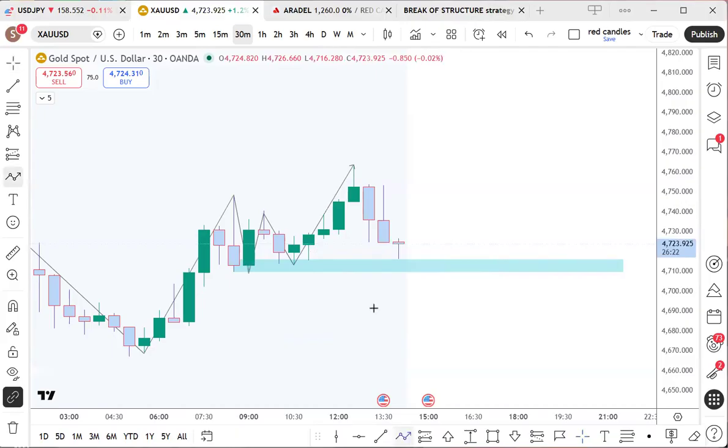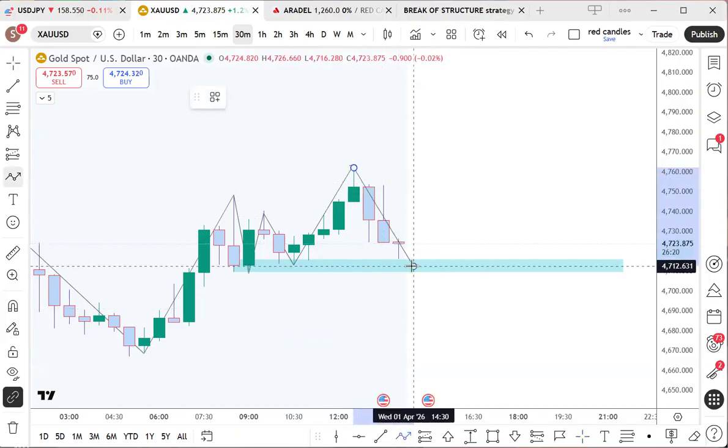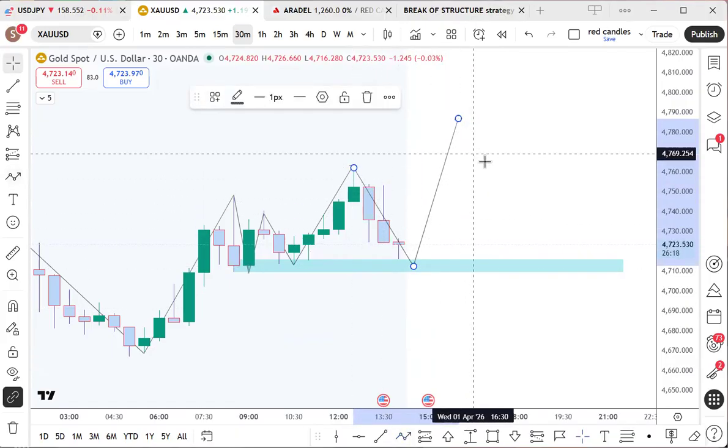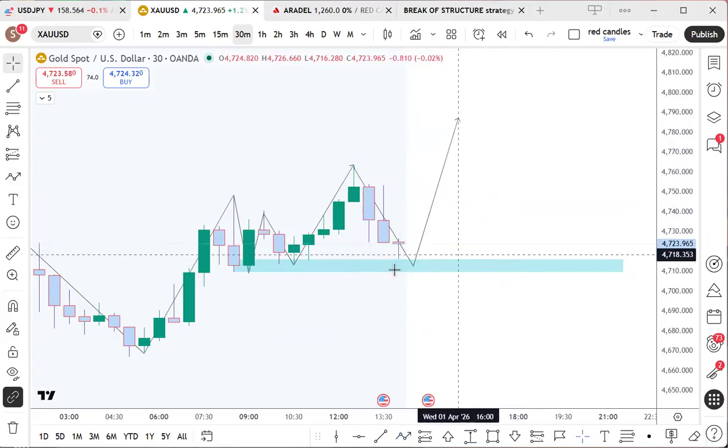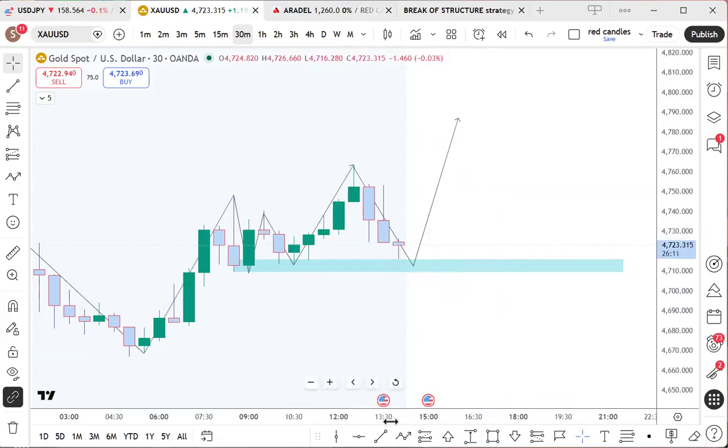We expect that now that price has pulled back to this level, it should move back up. However, if it does not, and it decides to give you a nice break and close below, then that changes the direction. This becomes a break of structure to the downside.